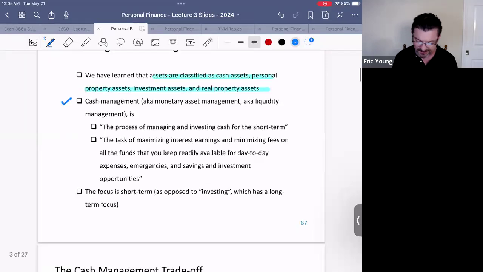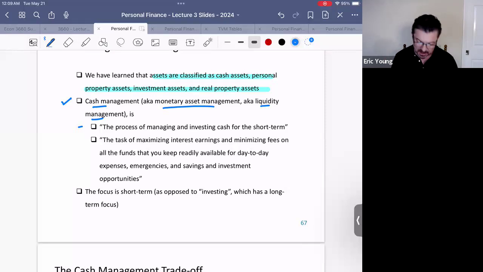Unfortunately, personal finance often has lots and lots of jargon, a lot of times you'll see multiple terms meaning the same thing. Same thing happens here. So we can call it cash management. Sometimes you'll hear it called monetary asset management. Sometimes you'll hear it called liquidity management. The terms are used interchangeably, so don't be confused. What is it? Well, there's a couple of definitions. A simple definition is that cash management is the process of managing and investing your cash for the short term.